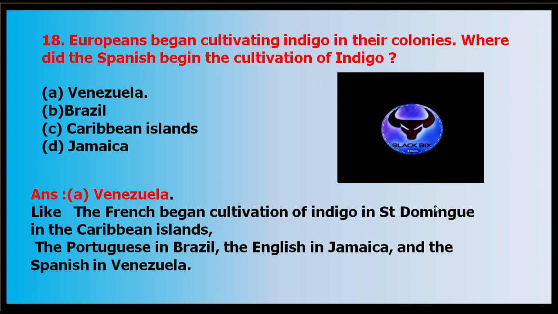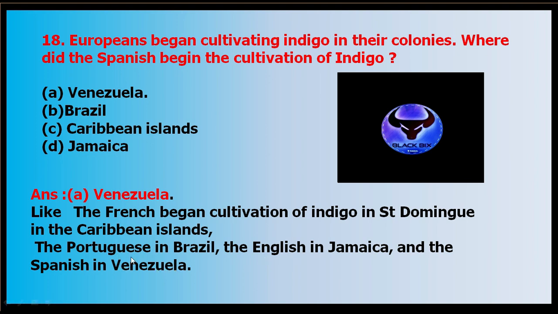Like the French began cultivation of indigo in San Domingo in the Caribbean islands, the Portuguese did this cultivation in Brazil, and the Britishers did that in Jamaica as well as in India, and the Spanish did it in Venezuela.